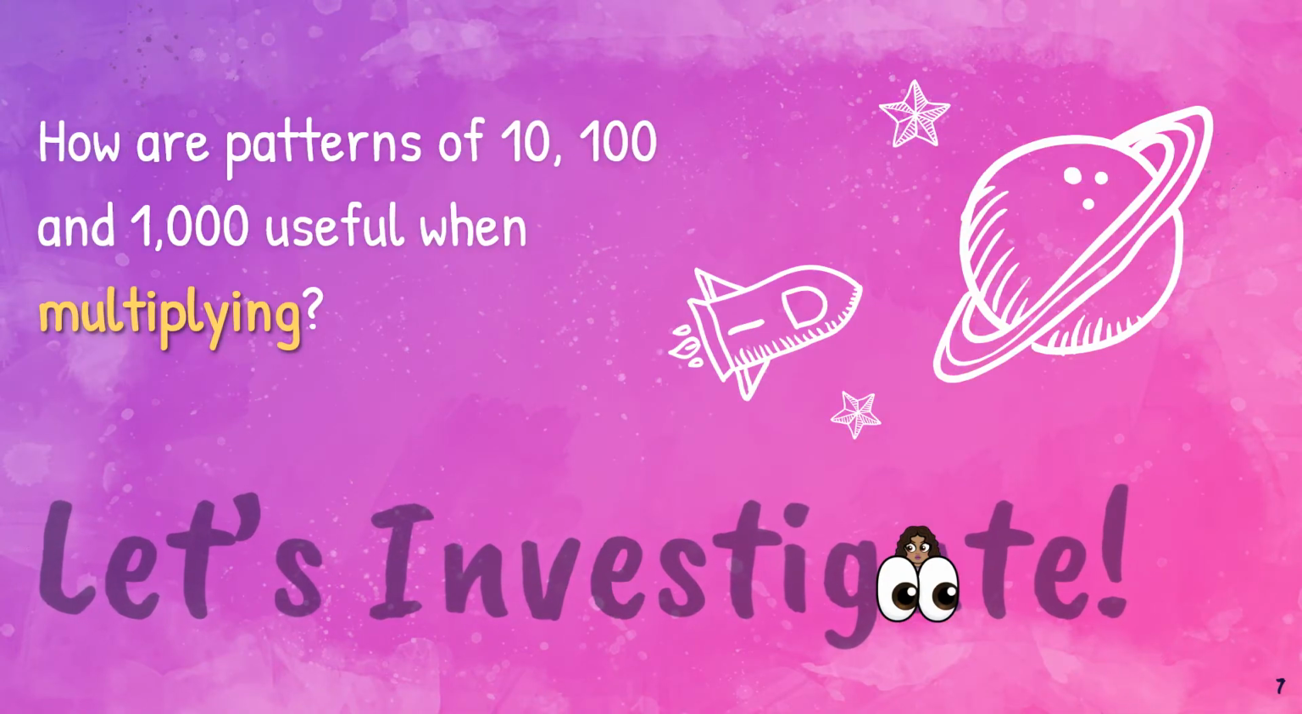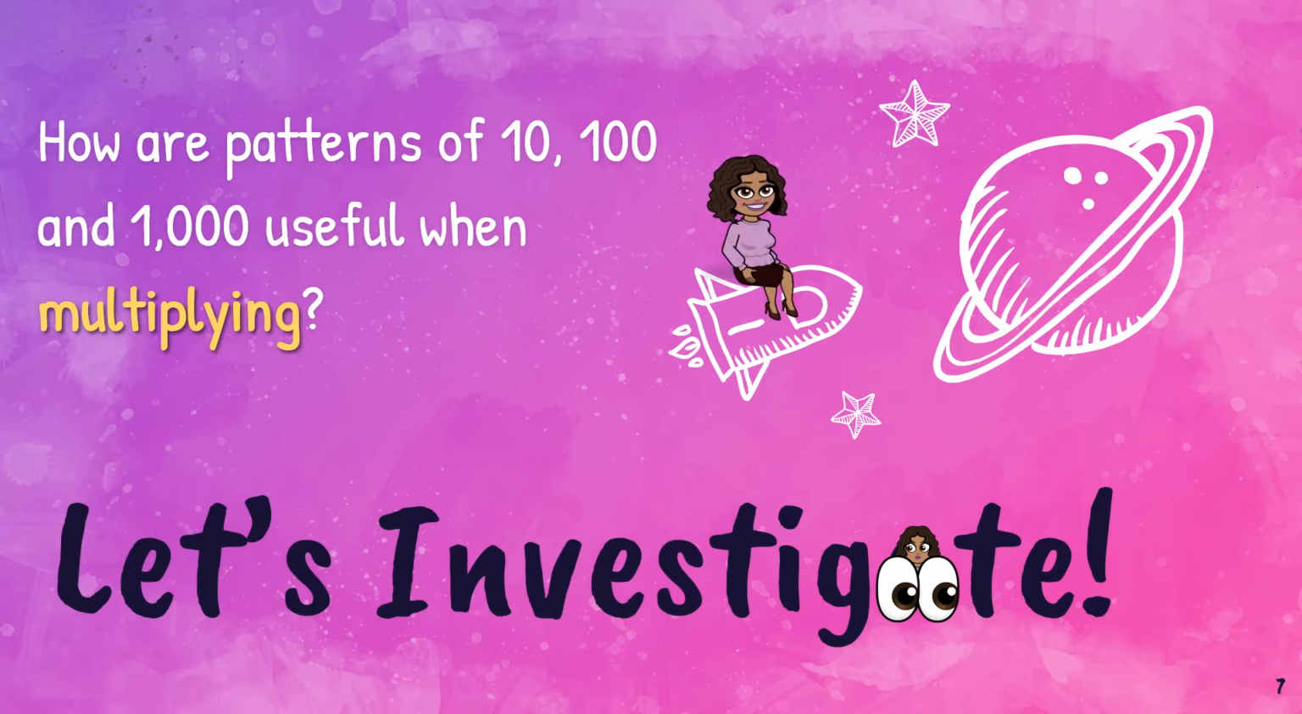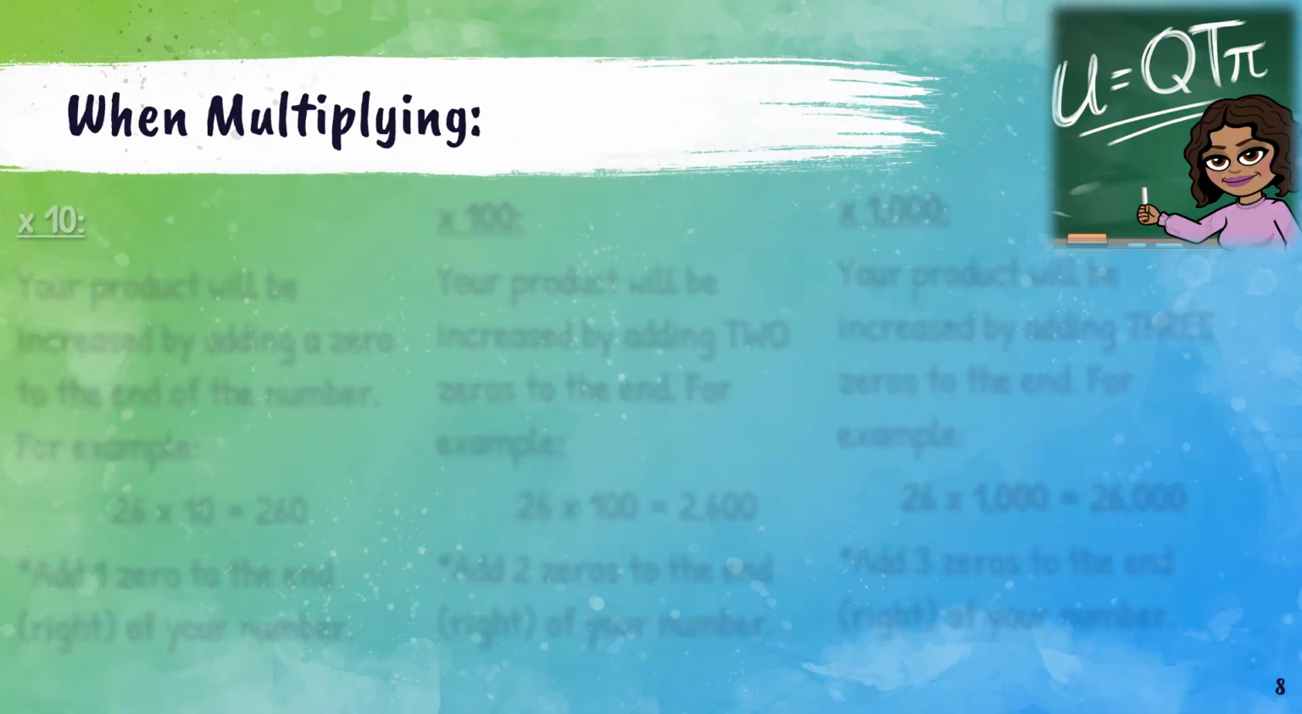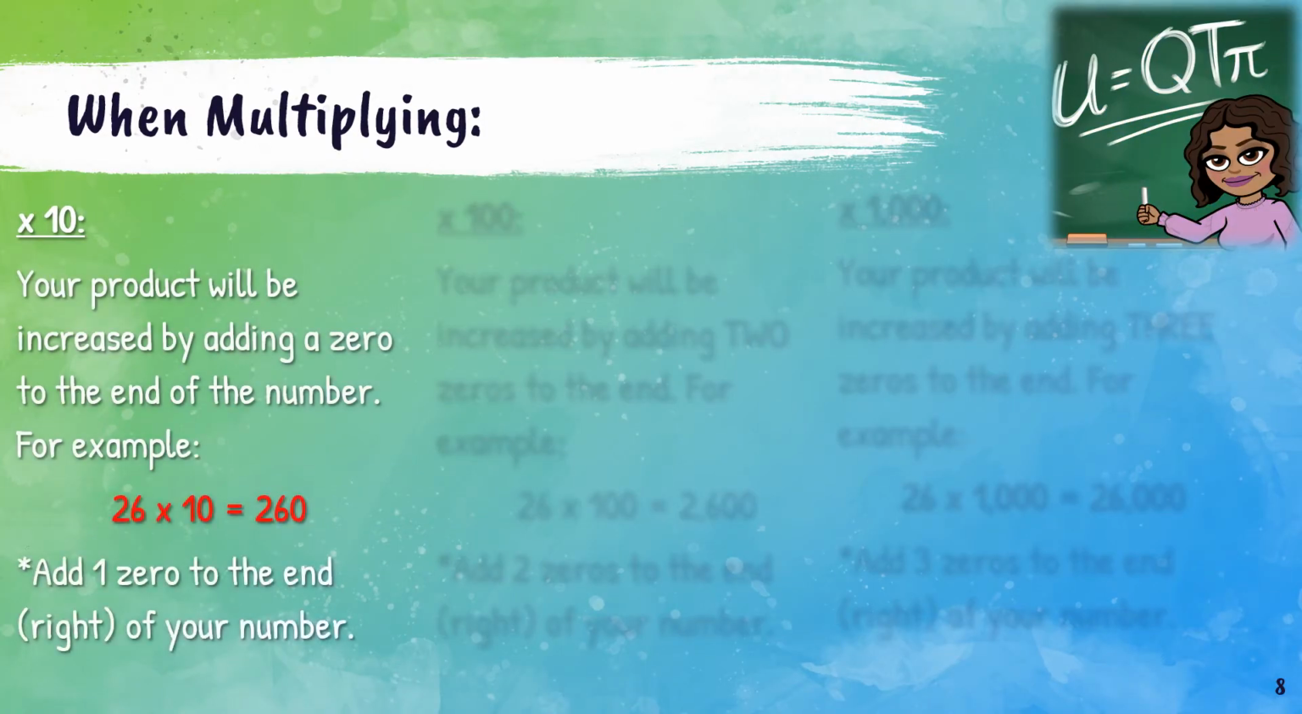How are patterns of 10, 100, and 1000 useful when multiplying? Let's investigate. When multiplying by 10, your product will be increased by adding a zero to the end of the number. For example, 26 times 10 gives us 260. Add 1 zero to the end or the right of your number.